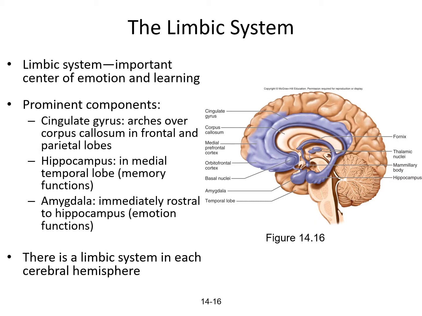Okay, the limbic system is an important center of emotion and learning. Some of the prominent components of the limbic system include the cingulate gyrus, which arches over the corpus callosum in the frontal and parietal lobes, the hippocampus in the medial temporal lobe, which serves various memory functions, and the amygdala, which is immediately rostral to the hippocampus and functions in emotional functions. The purple highlighted area in this figure is all of the limbic system together, and there is a limbic system in each of the cerebral hemispheres.